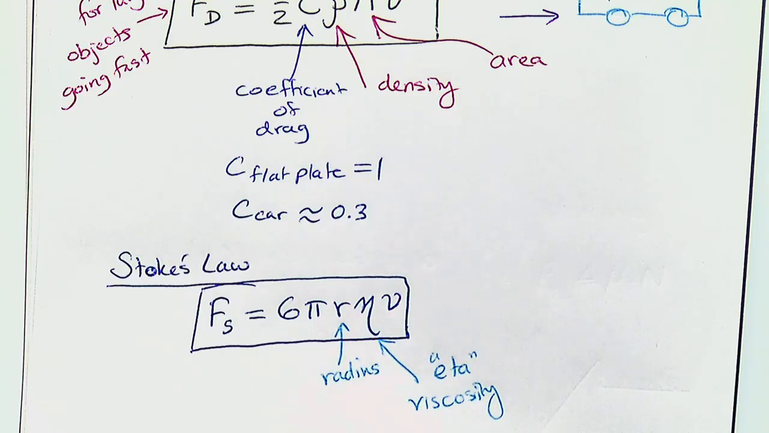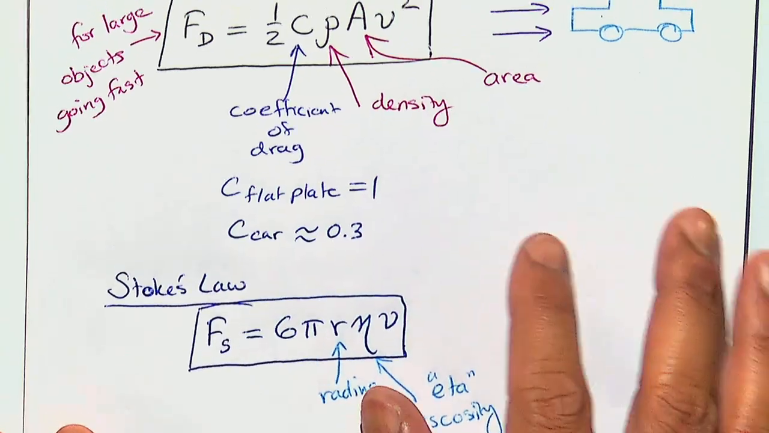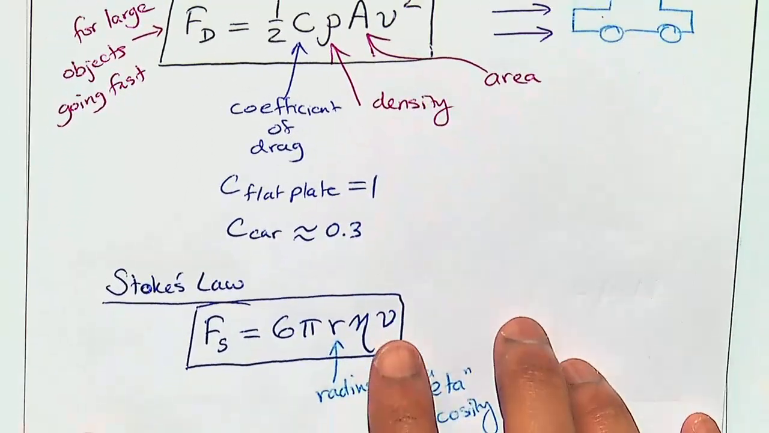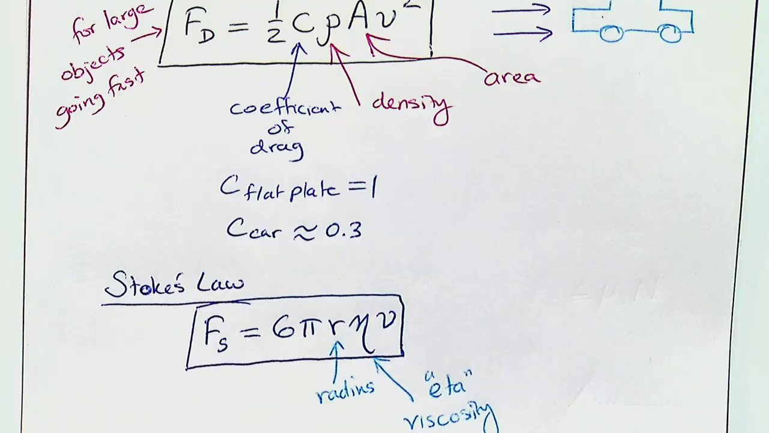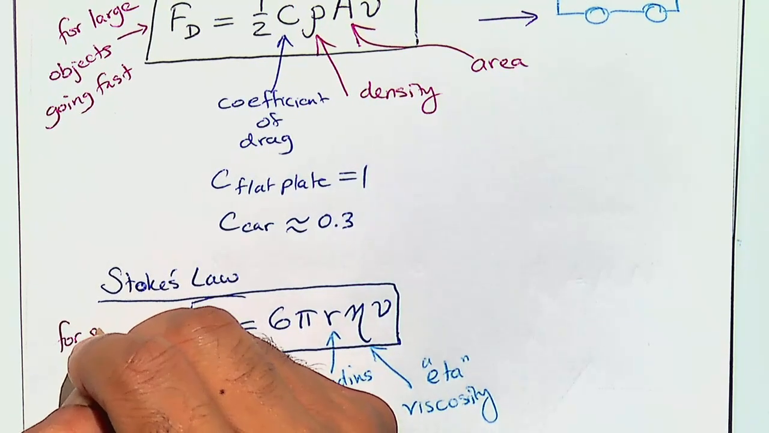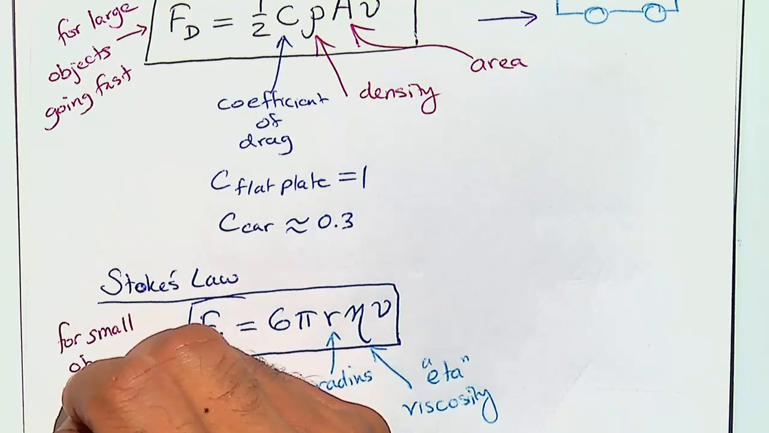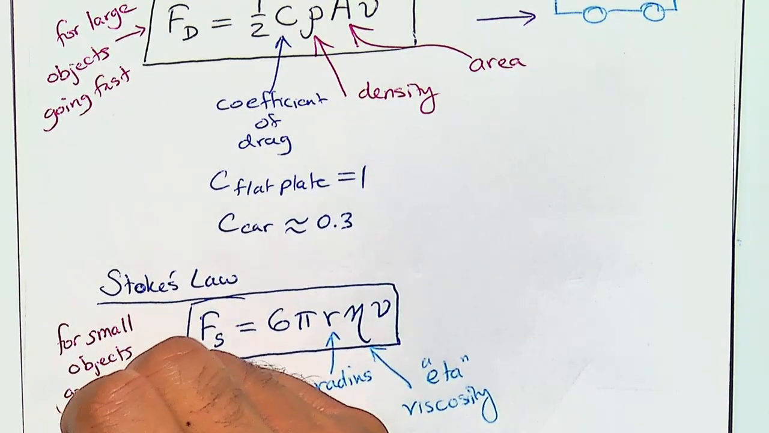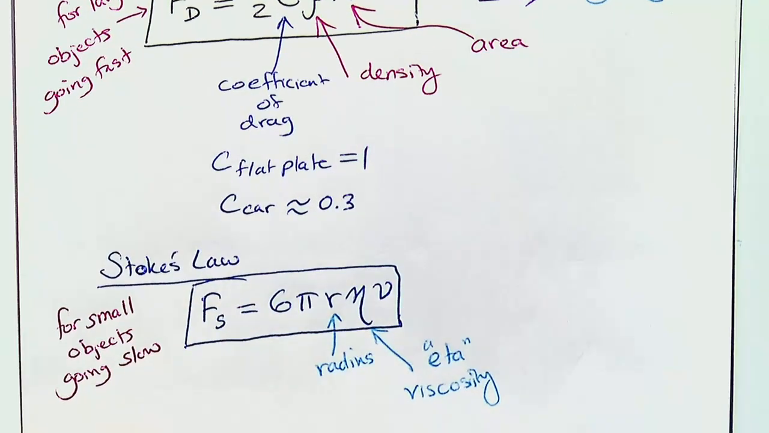V, again, is for velocity here. Notice that the velocity goes as squared in the first equation, but here it's just V. And this one is good for small objects going relatively slowly. The typical thing I would think about is dropping a bead or something really tiny into a beaker, some test tube. That sort of situation. Something small going relatively slow, you want to apply Stokes' law.